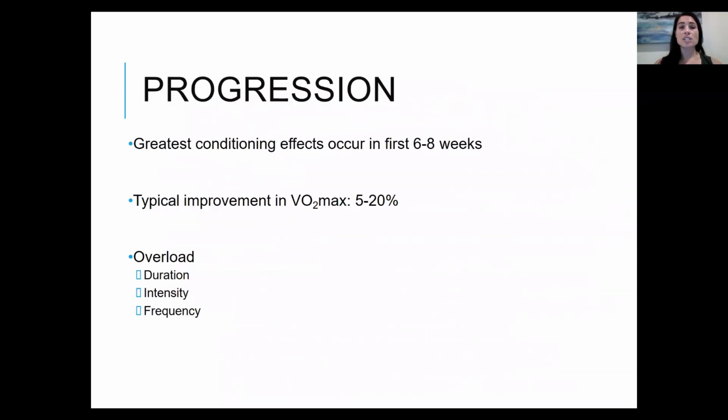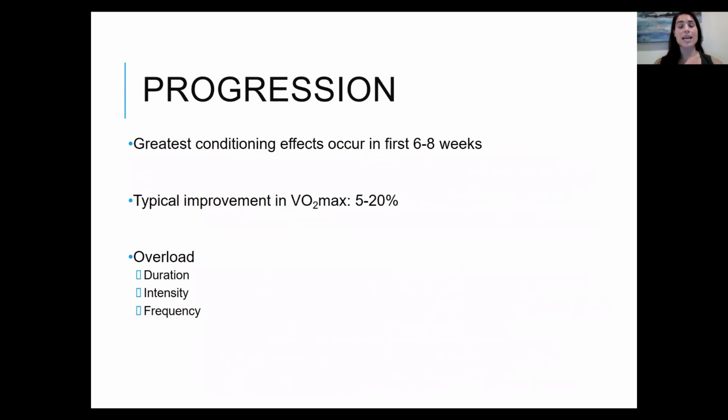When we think about progression, we always want to think about how we're progressing. And we know that the greatest conditioning effects occur in that first 6 to 8 weeks. This is where our clients get a little bit frustrated, because in those first few months they see a lot of improvement, even in cardiovascular training, right? And then they keep training, and they start to see less and less improvement. And you can see changes of VO2 max of anywhere from 5 to 20%, which is pretty substantial.